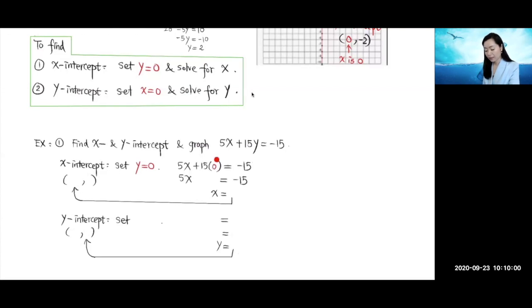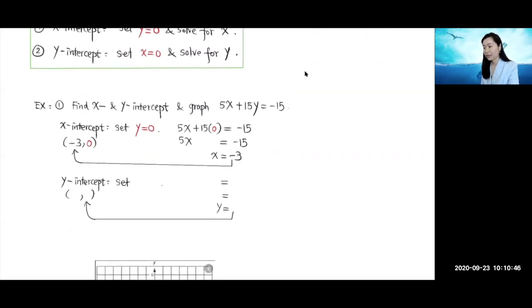When you set y equal to 0, then you get 0 for this y term, and 15 times 0 is 0, so 5x is equal to negative 15. Divide both sides by 5, x equals negative 3. So x is negative 3. So negative 3 is the x-coordinate for this x-intercept, and the y-coordinate is 0.